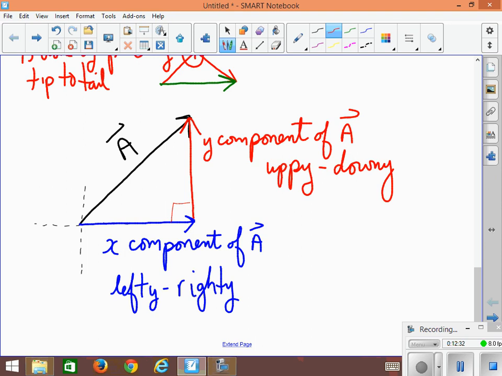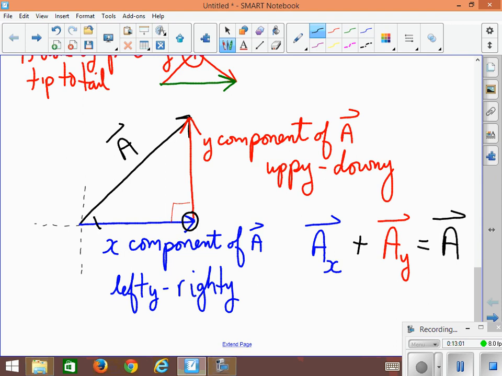And we can write a simple statement. If we use this method to write it mathematically, we could say that the x component of vector A, the x part, the blue part, and if we add that to the y component of vector A, the uppy-downy part, that will equal the entire vector A. Right? Tip to tail, blue plus red equals black.